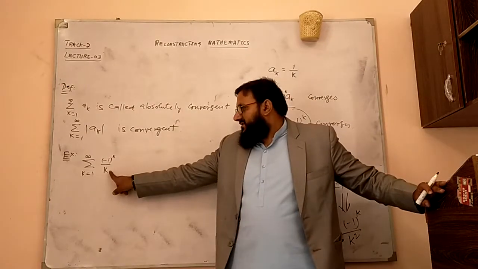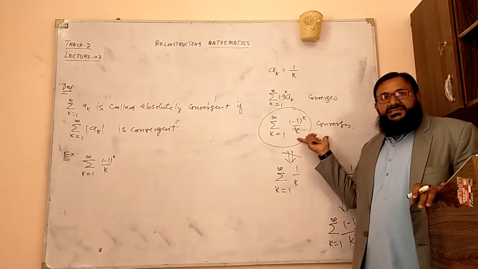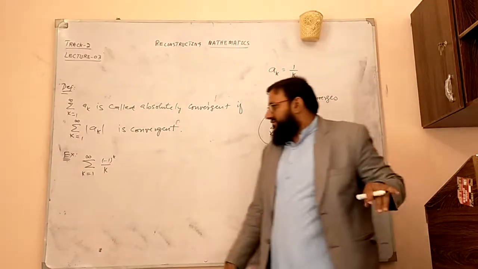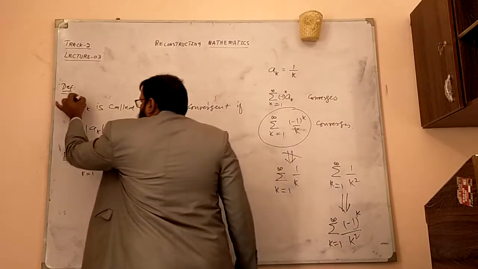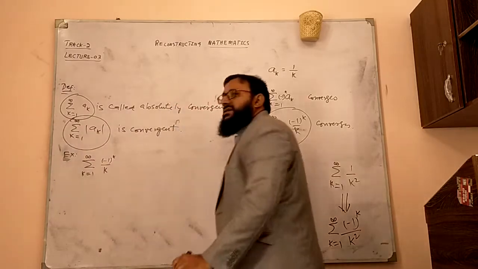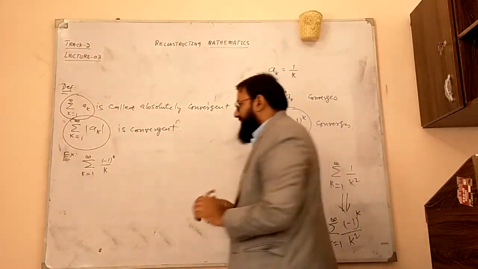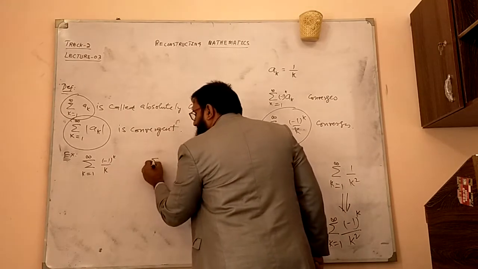Is this convergent or not? By the Leibniz test, it's convergent. Now you have to check whether this thing converges or not. It means you take the absolute value of every term, then you sum. What is the absolute value of every term?